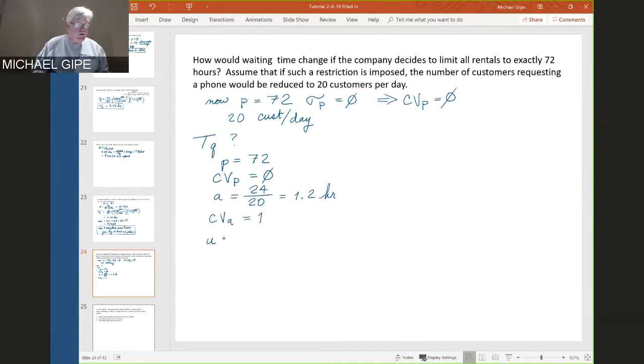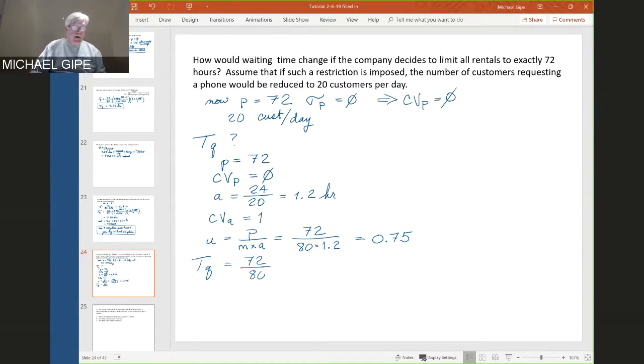Our new utilization here is P divided by M times A. That's 72. We're still working with 80 phones. Inter-arrival time of 1.2 hours. Utilization is now 75%. We haven't made a major change in the number of customers, but we've made a big change in the variability of the number of hours they rent things for. Queue time, 72/80. That's not changed. Utilization has changed.